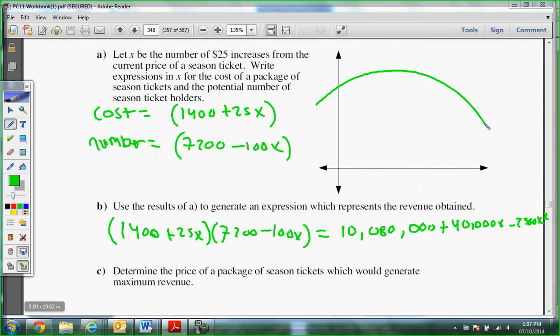So let me read part C while you're doing that. Determine the price of a package of season tickets which would generate a maximum revenue. Okay, so we want to find the max. So you're trying to find this highest point here.